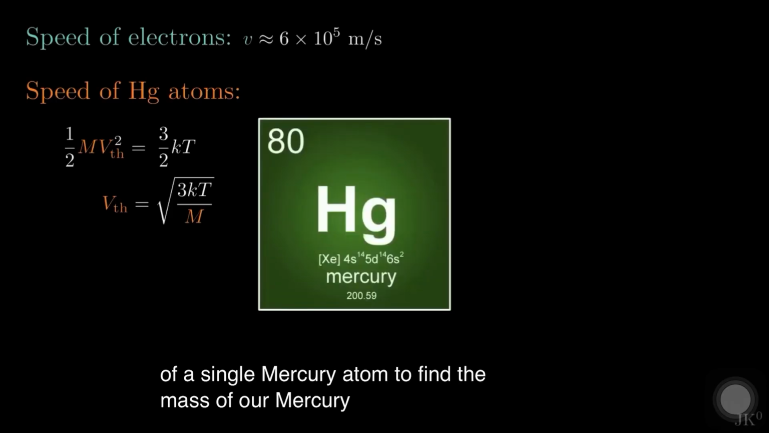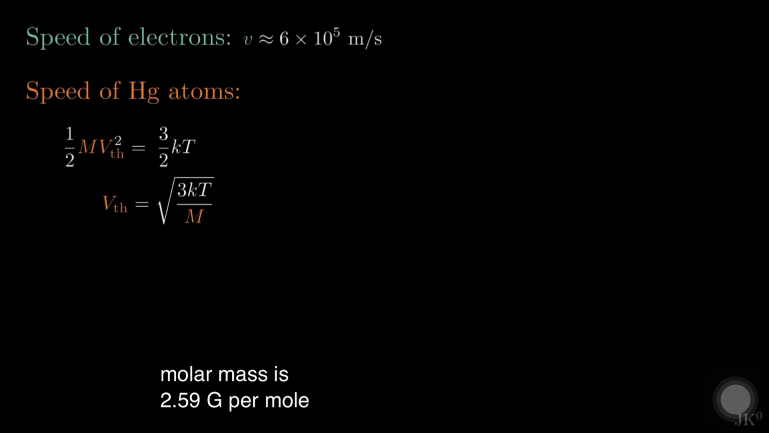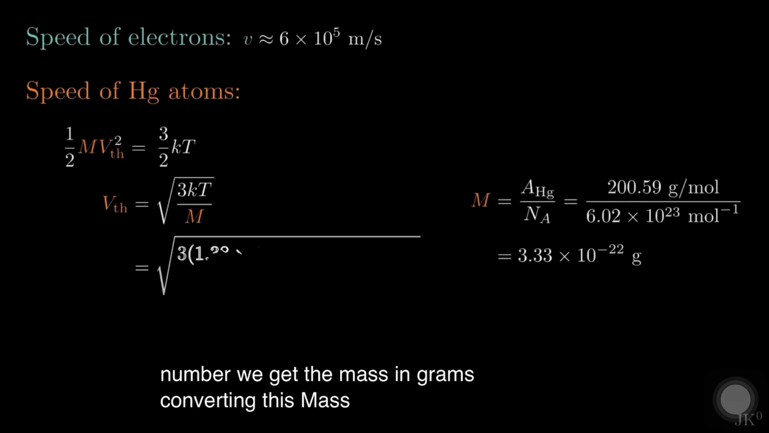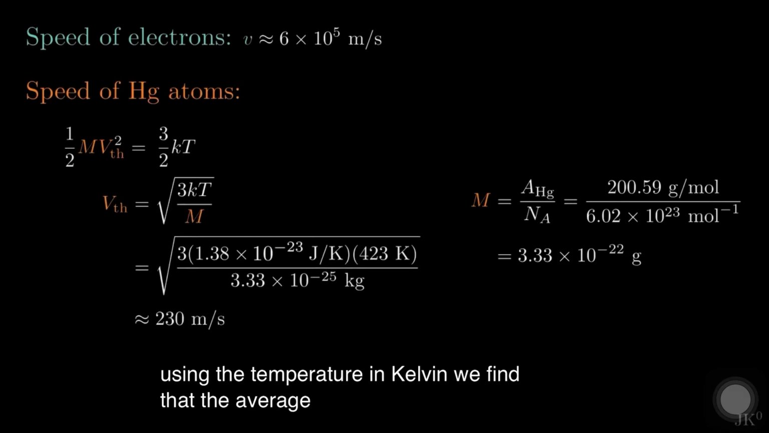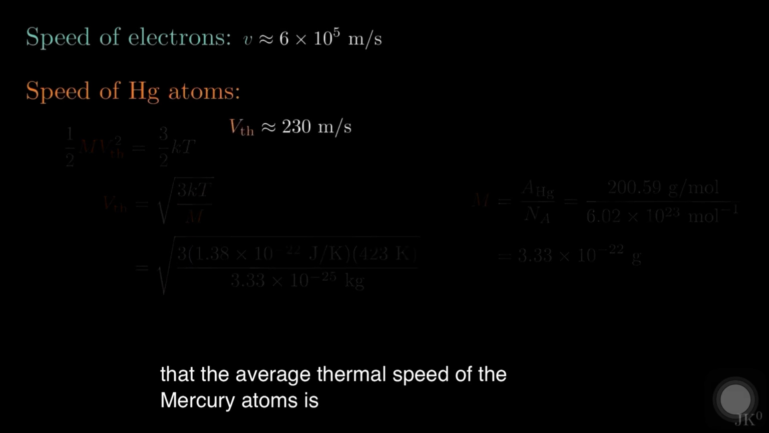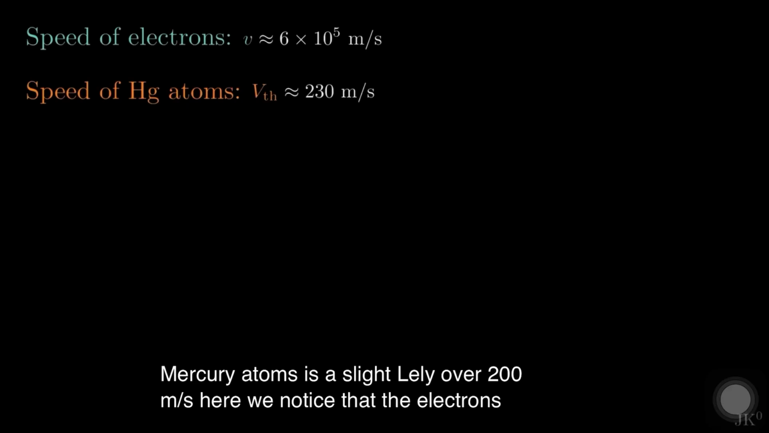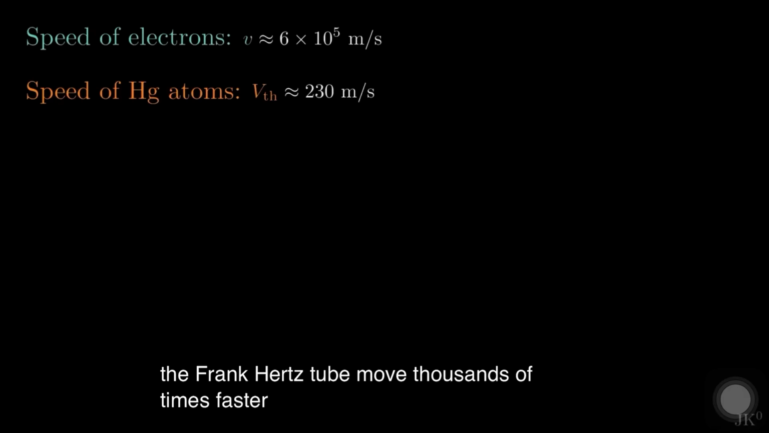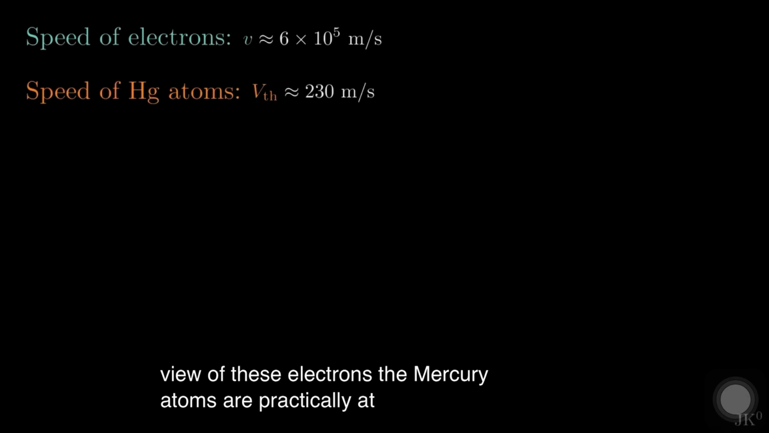To find the mass of a mercury atom, we use that its molar mass is 200.59 grams per mole. Dividing by Avogadro's number, we get the mass in grams. Converting this mass to kilograms and using the temperature in Kelvin, we find that the average thermal speed of the mercury atoms is slightly over 200 meters per second. Here we notice that the electrons in the Frank-Hertz tube move thousands of times faster. Therefore, from the point of view of these electrons, the mercury atoms are practically at rest.